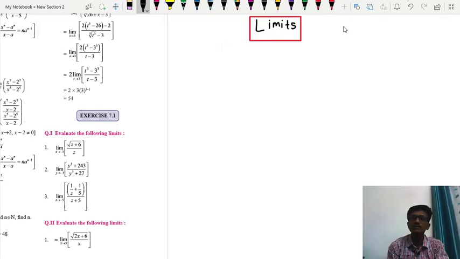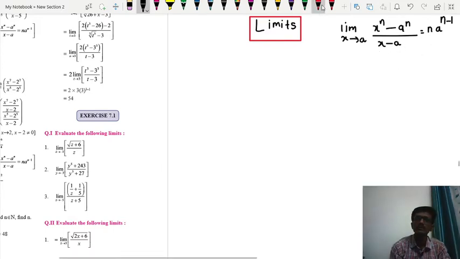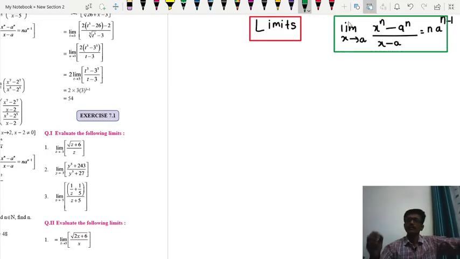So the theorem is this: limit x tends to a, x raised to power n minus a raised to power n upon x minus a, that is equal to n into a raised to power n minus 1, where n is any rational number. So we are doing limits on this formula.